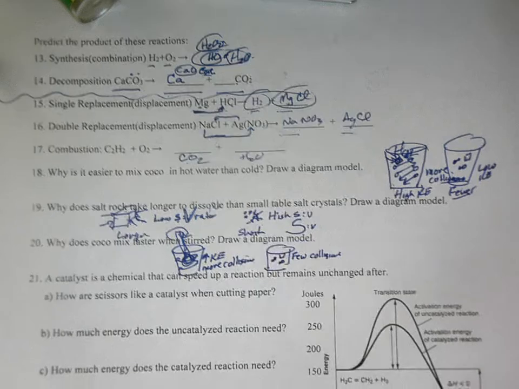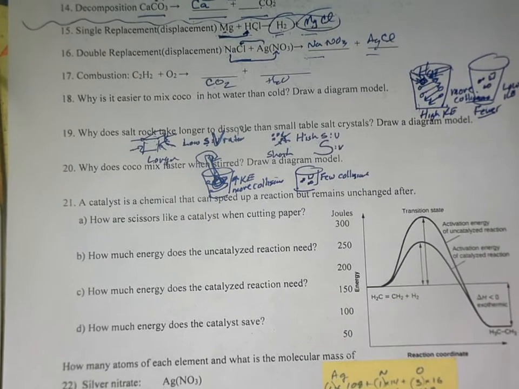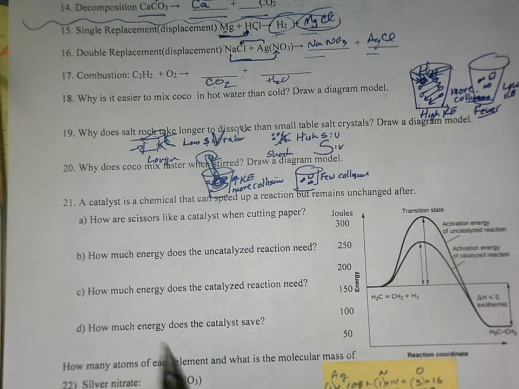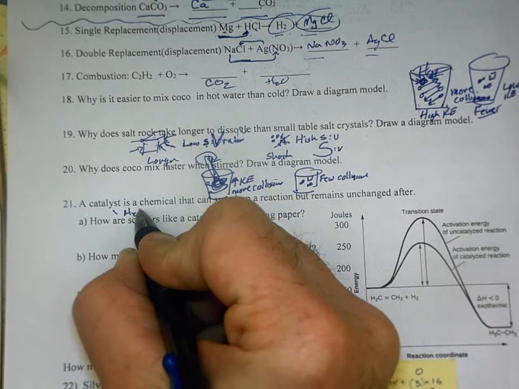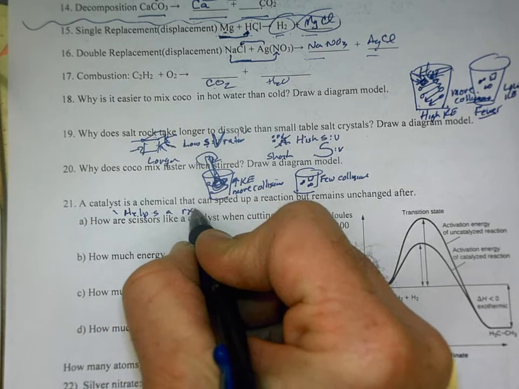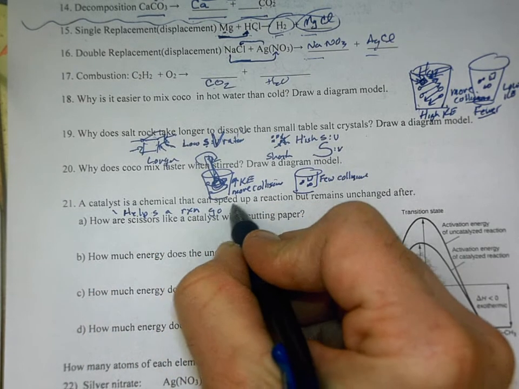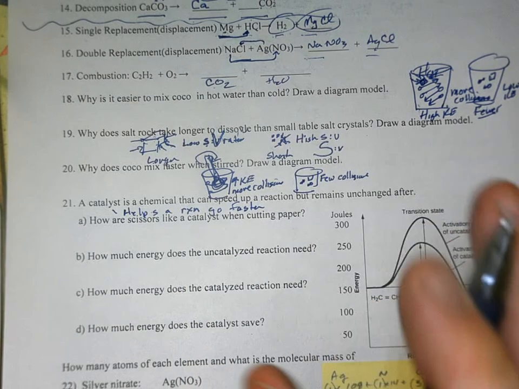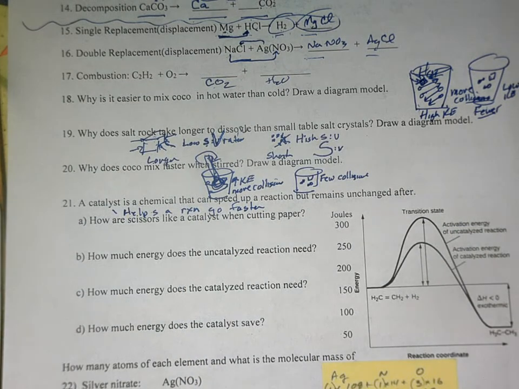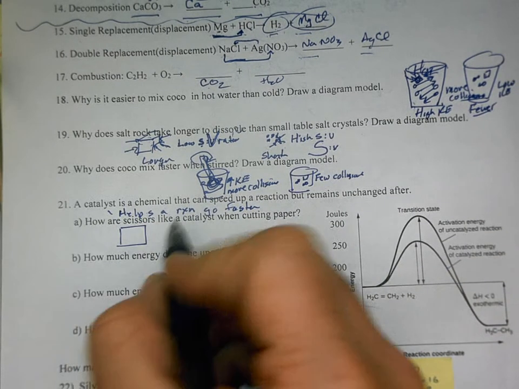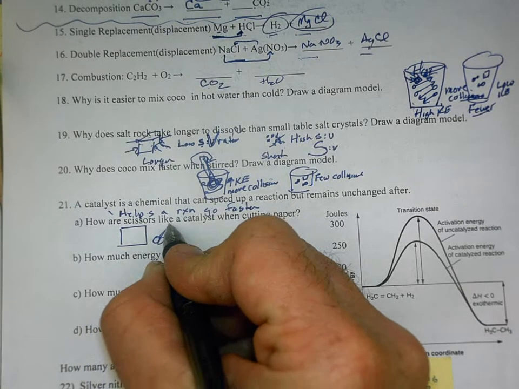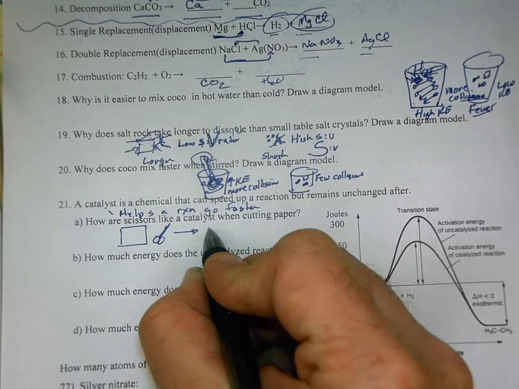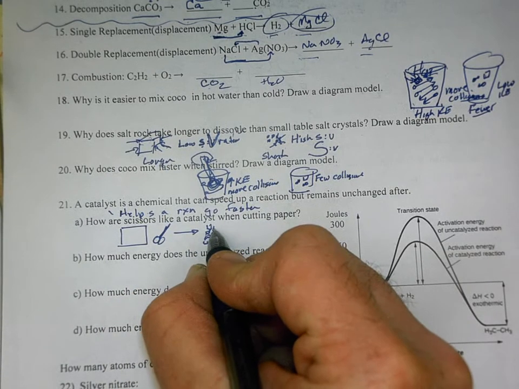So 21 is about catalysts, and catalysts are one of the ways you can make a reaction go quicker, and they help a reaction occur. A catalyst helps a reaction go faster. They're not used in the end result, and my favorite example is scissors. Because if you have, let's say, a piece of paper and you're going to have to cut it into a whole bunch of little tiny pieces, if you've got a pair of scissors handy, those scissors can make you end up with a whole bunch of really nice little tiny pieces here.